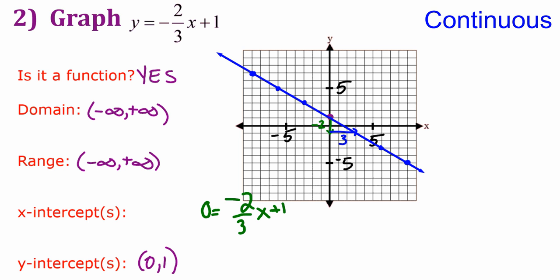Then we would have to undo the division of 3 by multiplying by 3. So we now have -3 equals -2x. Then we'd have to undo the multiplication of -2 by dividing by -2. So a negative divided by a negative would be a positive. Therefore, we'd have 3 halves as our value for x.